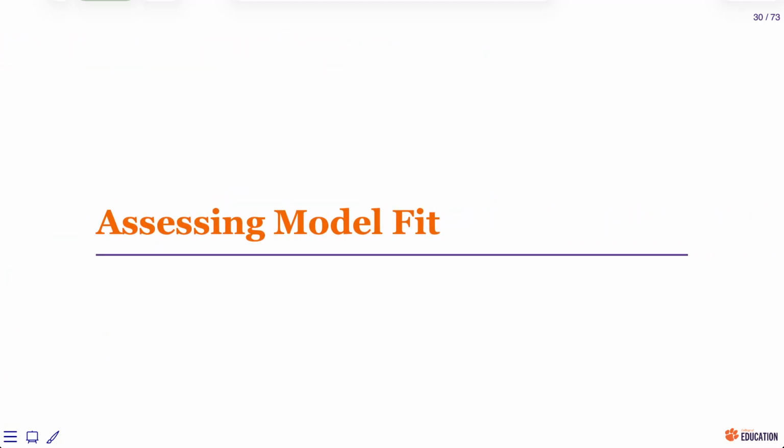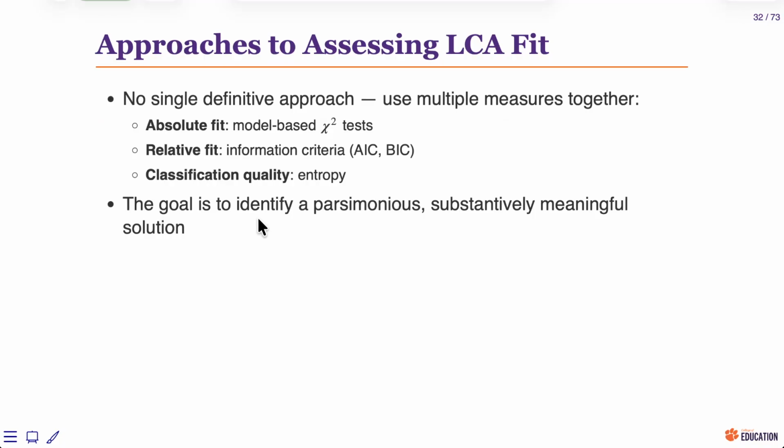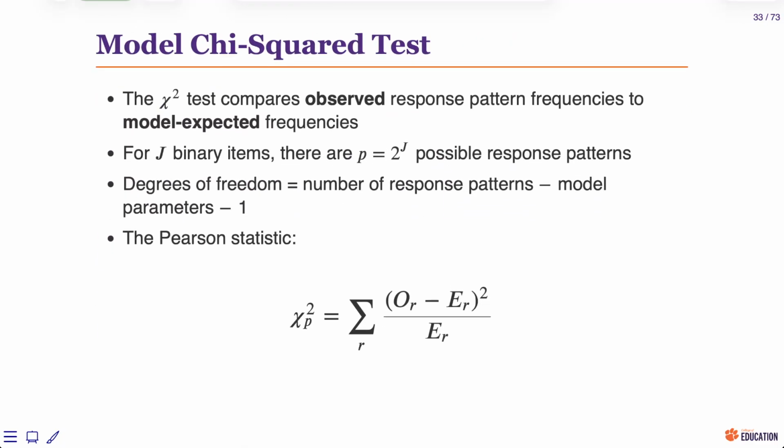Now, how do we assess model fit? I already mentioned a little bit of that. We have absolute fit tests, relative fit tests, and then classification quality, which is something we call entropy. The model-based chi-square test itself, the chi-square you saw at the bottom, where we're comparing our fit to the number of profiles we have, uses the Pearson chi-square statistic that you might have learned in introductory statistics. In this case, we have what we've observed for each one of our 16 profiles. So with this data, we would count the number of people that gave us each profile. That would be observed.